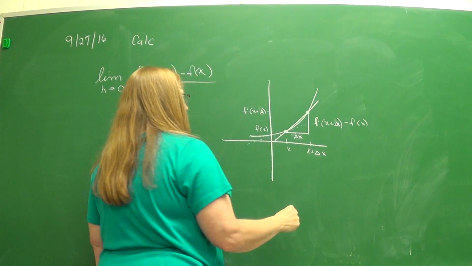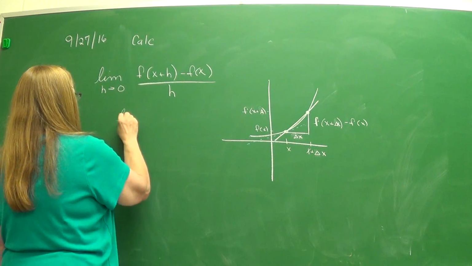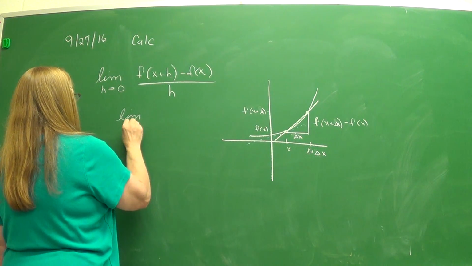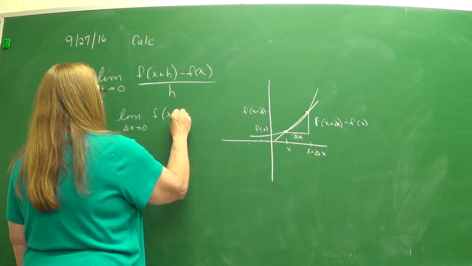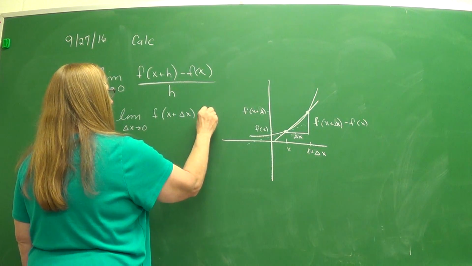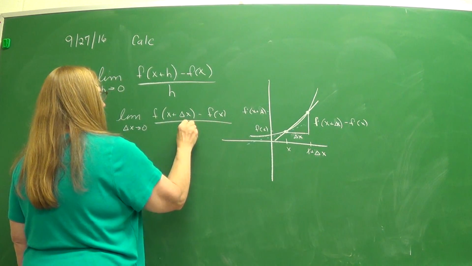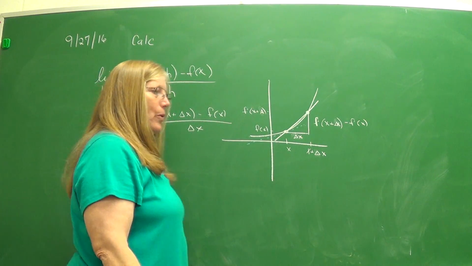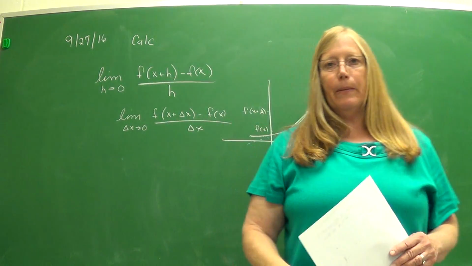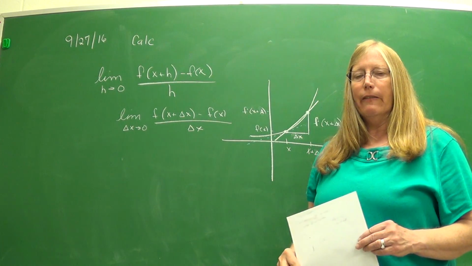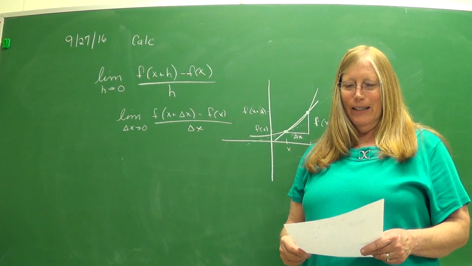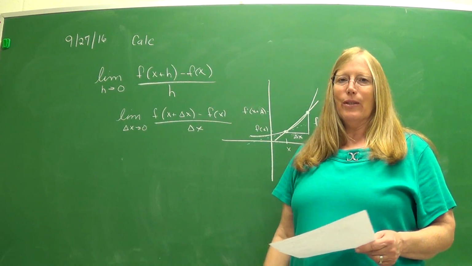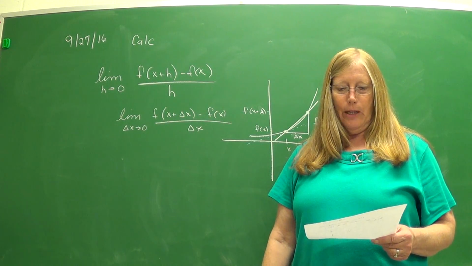So the derivative is going to be the limit as change in x approaches 0 of f of x plus change of x minus f of x over change of x. So that is the more common symbolism used in the derivative. However, it doesn't fit very well in our song. So I've also seen h used quite a lot as well.